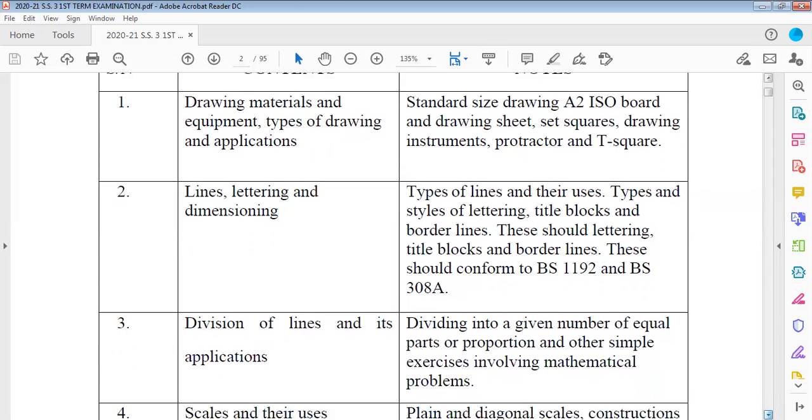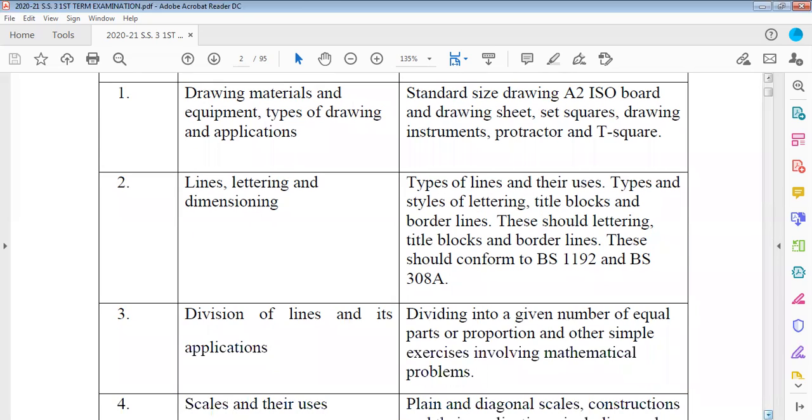Now, number 2 is on lines, lettering, and dimensioning. Here you're expected to know the types of lines and the use of each of them. Then we talk about types and styles of lettering. We talk about the title block and border lines, and we are taught how to construct a title block and how to draw border lines.